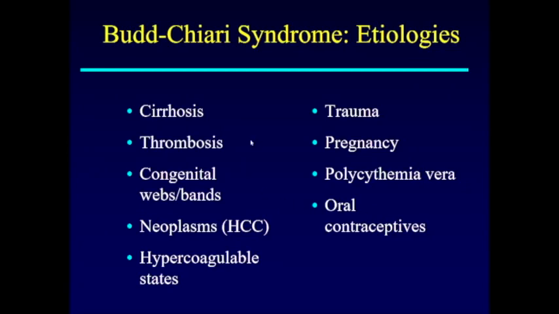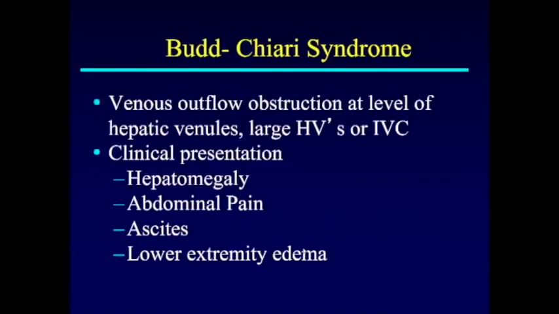Moving on to Budd-Chiari syndrome, again, multiple etiologies. Some of them are very similar to those of portal vein thrombosis, so cirrhosis, thrombosis of the portal vein, and then important congenital webs or bands within the veins, neoplasms, and then you can read the rest of the list.